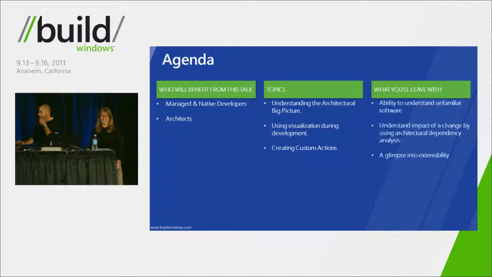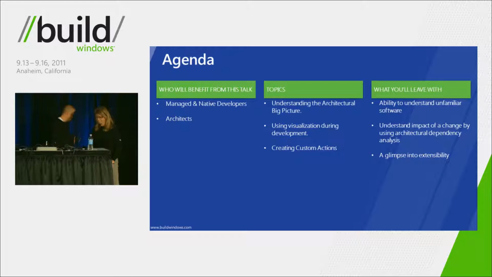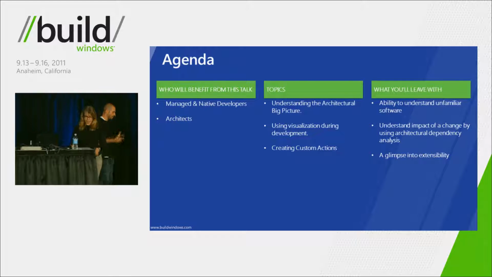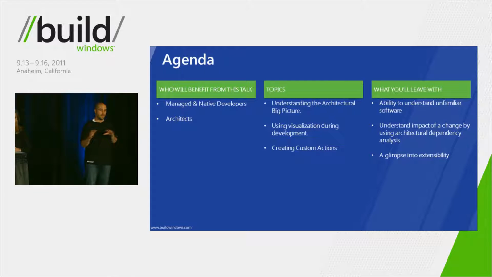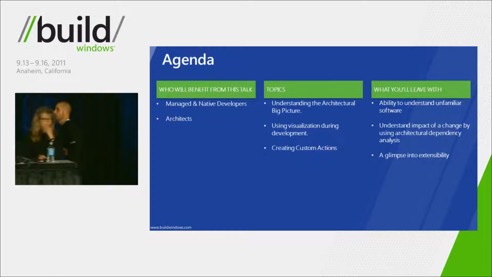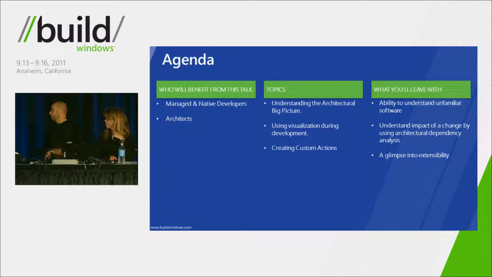So today we're going to talk about architectural dependency graphs and how to get a better understanding of your software. This talk is really focused on both managed and native developers along with software architects. Our demonstrations today are going to be focused on managed code, but everything we're showing is completely the same for native code. We've done the same analysis, but we haven't written a lot of native code recently.